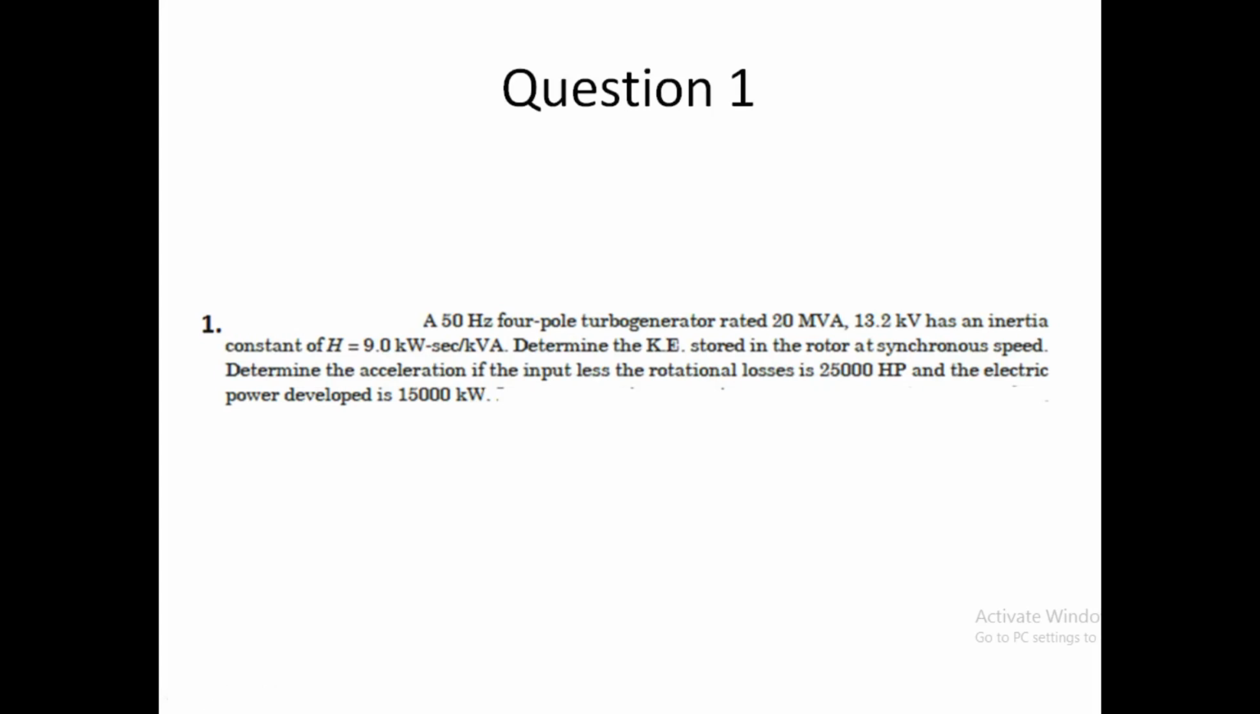A 50 Hz 4-pole turbo generator rated 20 MVA, 13.2 kV has an inertia constant H equal to 9 kilowatt second per kVA. Determine the kinetic energy stored in the rotor at synchronous speed. Determine the acceleration if the input less the rotational loss is 25,000 HP and the electrical power developed is 15,000 kilowatt.